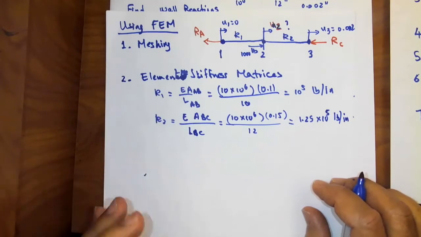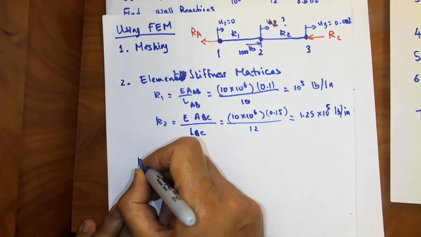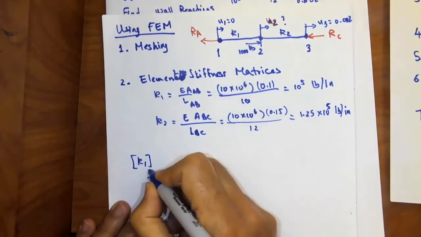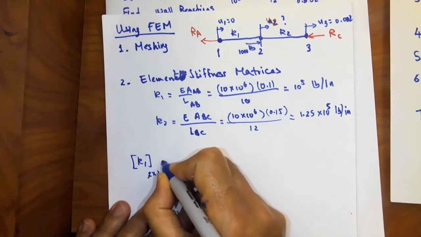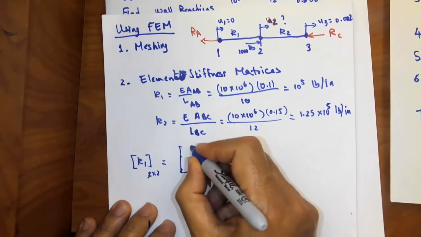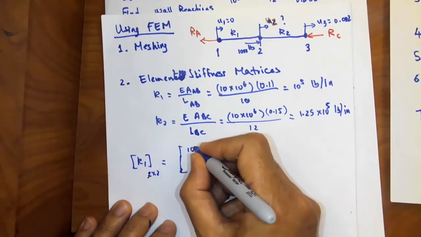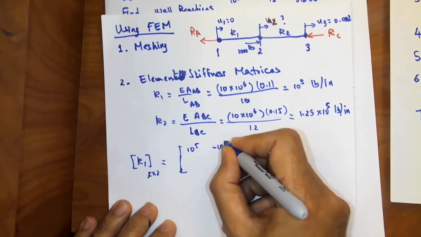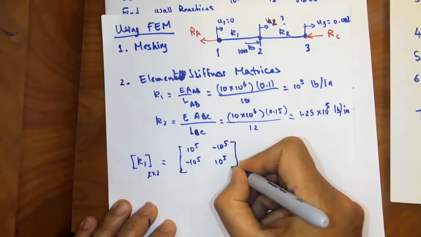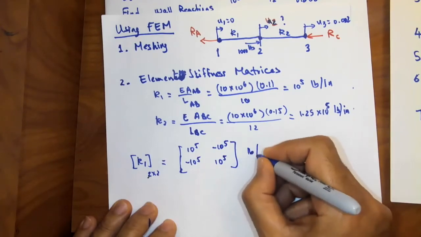Okay, so far we just found the stiffness, but in order to write the element stiffness matrix, I can come here and say K1, which is a 2 by 2, is equal to 10 to the power 5, minus 10 to the power 5, minus 10 to the power 5, and 10 to the power 5. This is still pounds per inch.